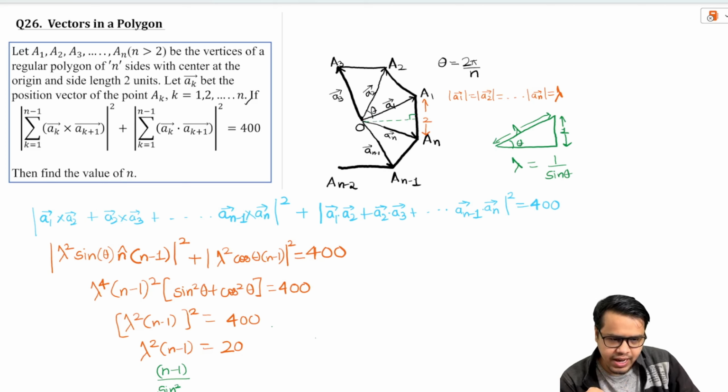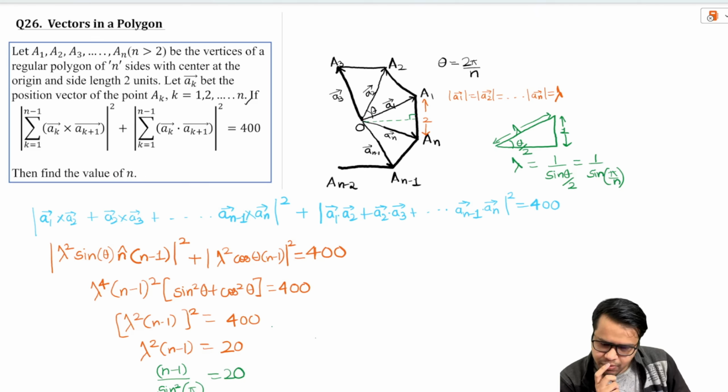Theta is this complete angle. This is theta by 2. So theta by 2 is simply pi by n. So here it should be (n minus 1) over sine square pi by n is equal to 20. So here we have only one variable, n, and it is one equation, but the other variable is in sine.